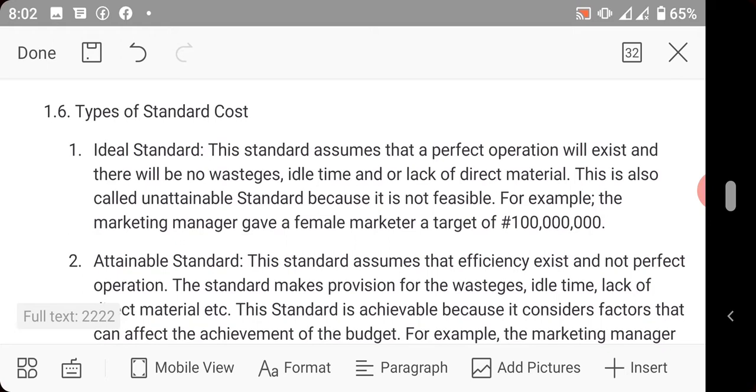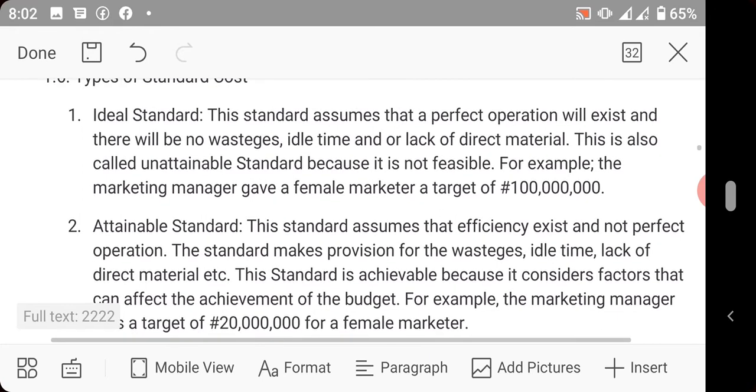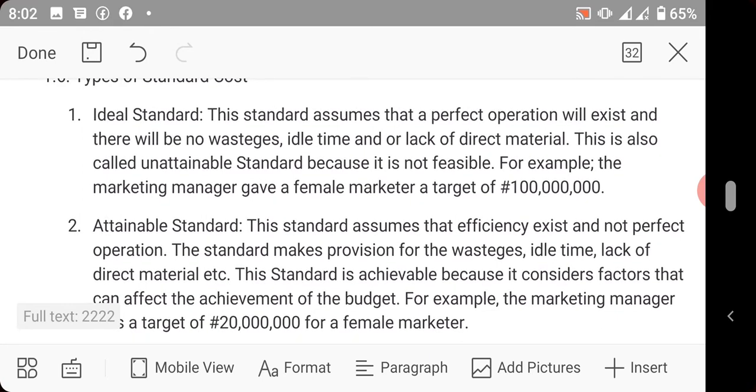Ideal standard is that standard that is prepared without considering wastage, without making provision for wastages, idle time, machine breakdown, and all that. This is also called unattainable standard.